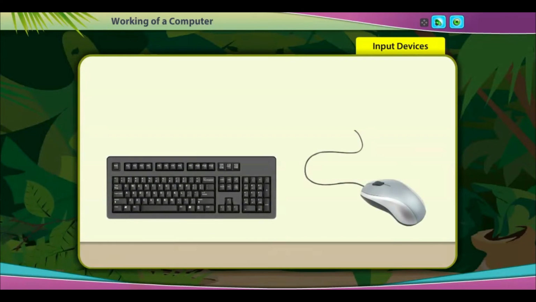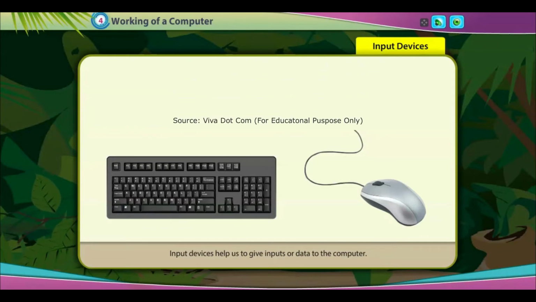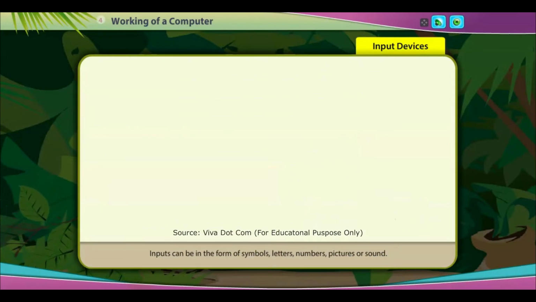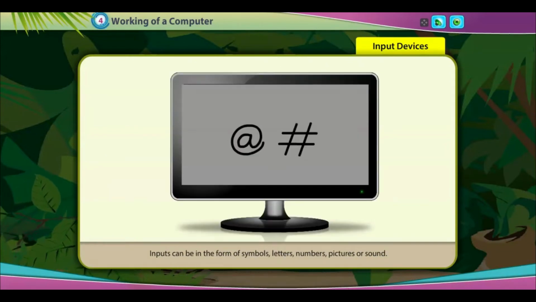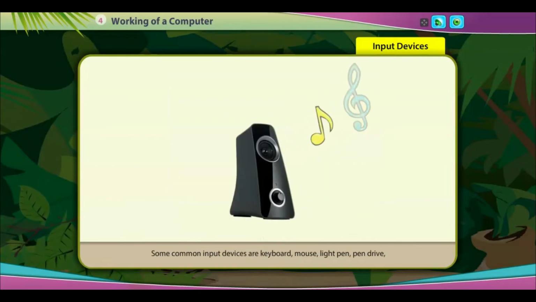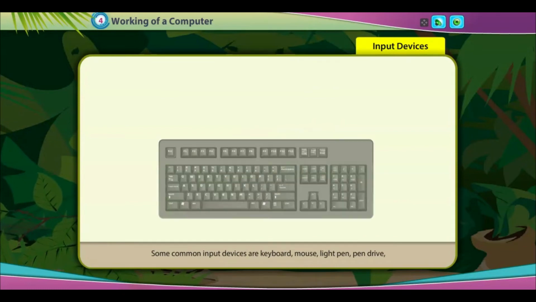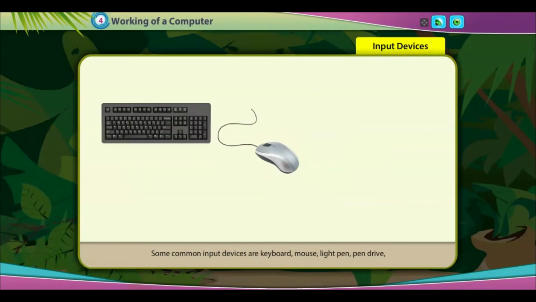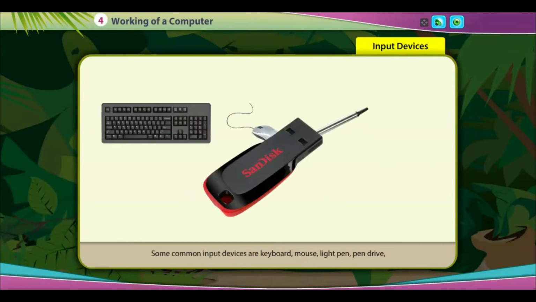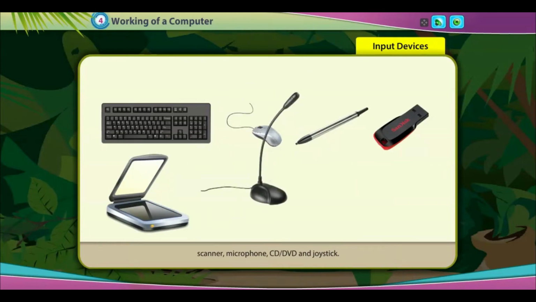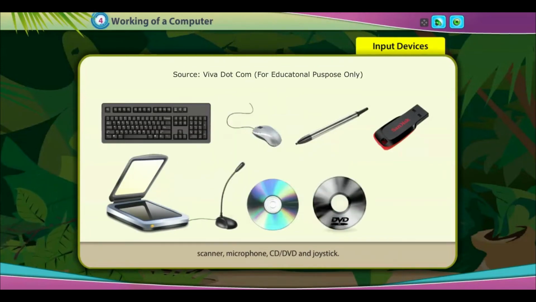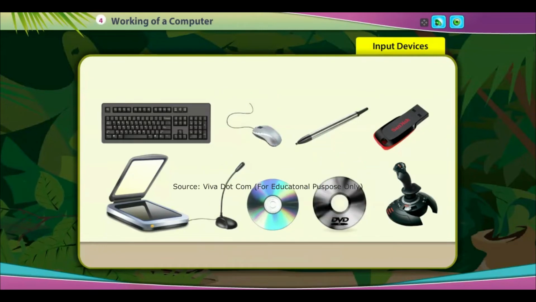Input devices. Input devices help us to give inputs or data to the computer. Inputs can be in the form of symbols, letters, numbers, pictures or sound. Some common input devices are keyboard, mouse, light pen, pen drive, scanner, microphone, CD, DVD and joystick.